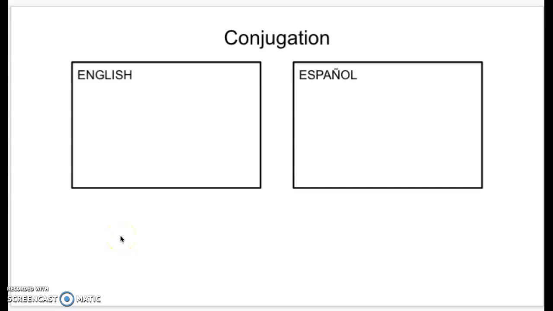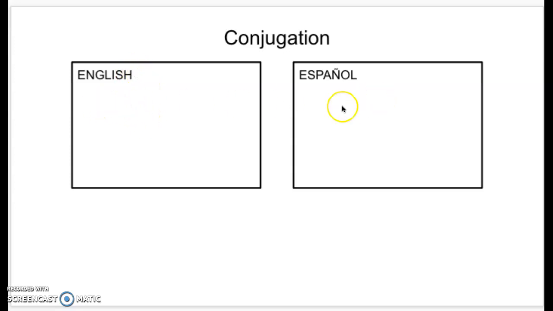Okay, let's review conjugation. Conjugation is basically changing the form of a verb. We're not changing nouns or adjectives, we're changing verbs based on maybe who's doing the action or when the action is being done. So let's look at an example.